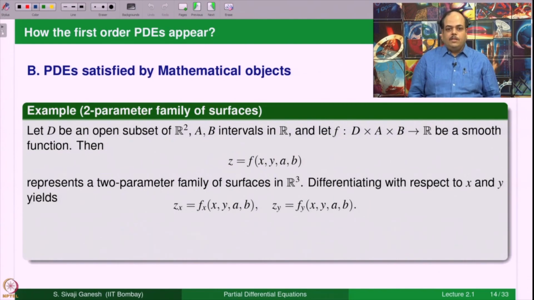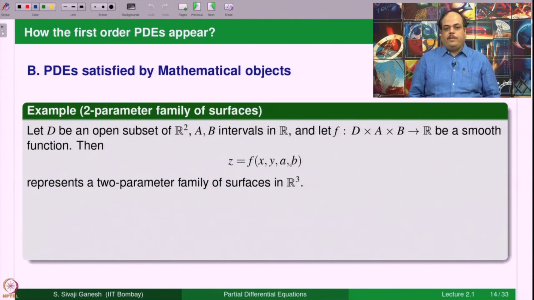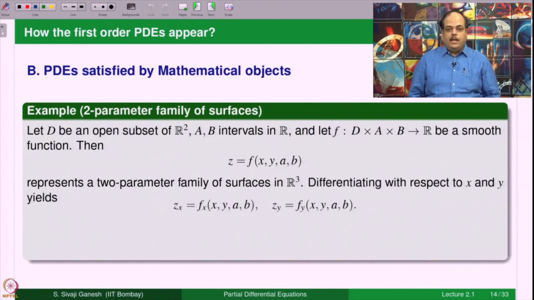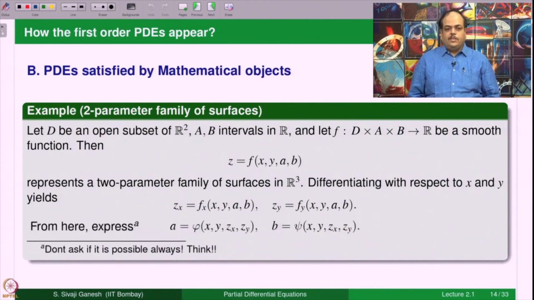Now, we want to derive a differential equation satisfied by this family, and we are saying partial differential equation. Therefore, what we can only do here is to differentiate this with respect to the 2 independent variables x and y, and this is the expression we get. Now, assume that from these 2 relations you can solve a as a function phi of (x, y, z, z_x, z_y) and b as a function psi of (x, y, z, z_x, z_y). Now, the question is: is it always possible? These are all questions, but here if it is possible we will go ahead and do the next step.